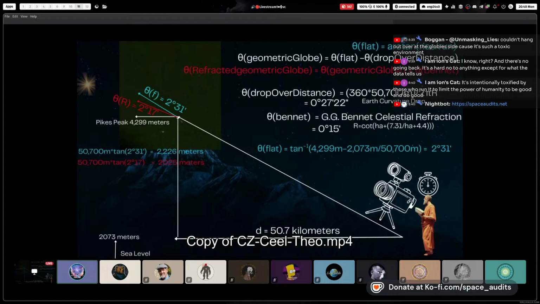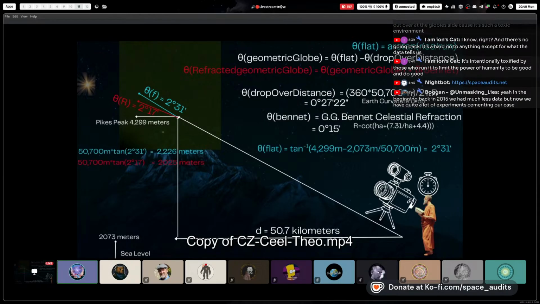So this is 4,300 meters tall. This dude's standing at 2,073 meters above sea level. You get basic arctan rise over run. So we do rise over run over here: 4,300 minus 2,073 over 50,700. You get the arctangent of that. That's what gets our base 2 degrees 31 minutes prediction. That's where the flat prediction stops.